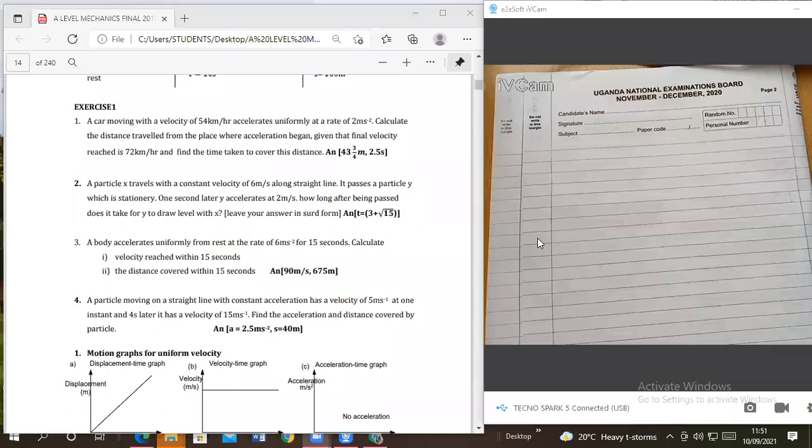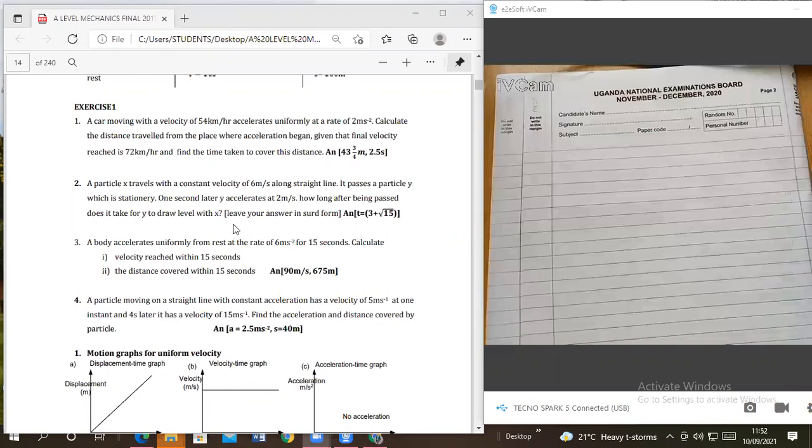Okay, let's look at it together. They're saying a particle X traveled with a constant velocity of 6 meters per second along a straight line. It passes a particle Y, which is stationary. 1 second later, particle Y accelerates at this one. There should be a correction there, members. This one should be meters per second squared. How long after being passed does it take for Y to draw the same level with X?